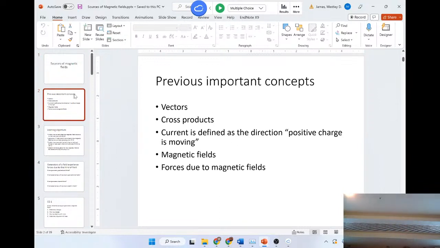Previous important concepts is basically everything the last slide needed. Vectors, cross products, currents, positive charge moving, we just used all that. And then basically the two things I just taught you: what magnetic fields are, and that forces due to magnetic fields cause forces on moving charges. Literally everything we just covered. So hopefully that should feel very comfortable.